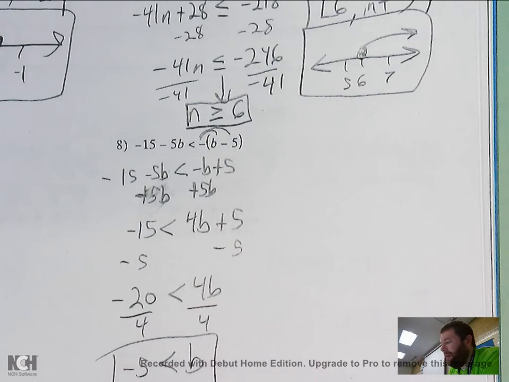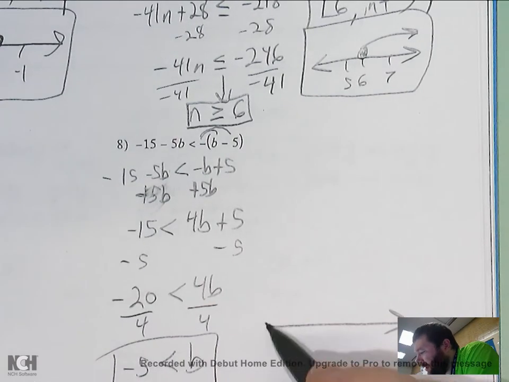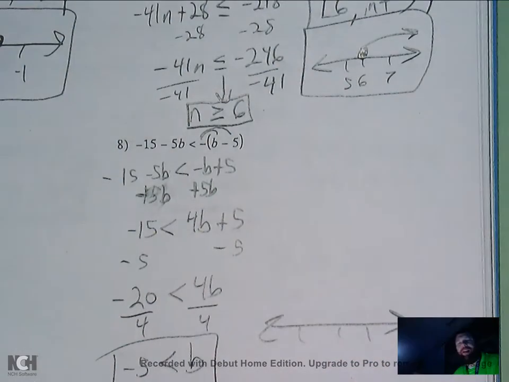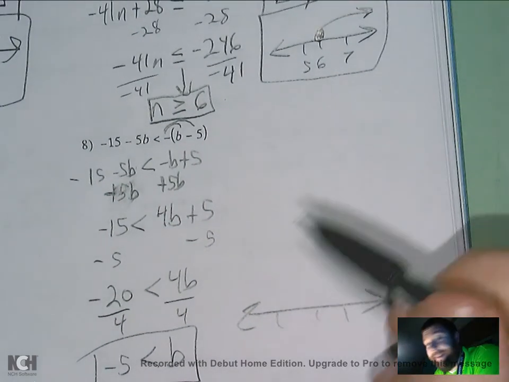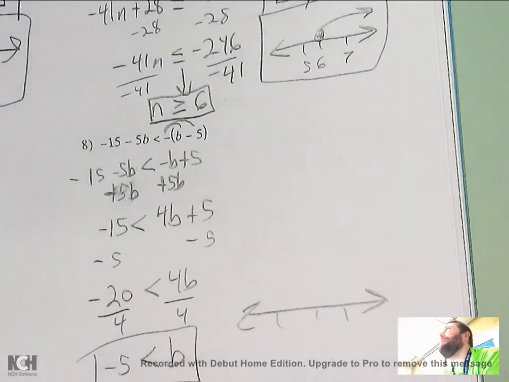Okay. Then I graph the inequality. And the lights just went out. You're going to have to see me in the dark, I guess. Oh, it went back on.